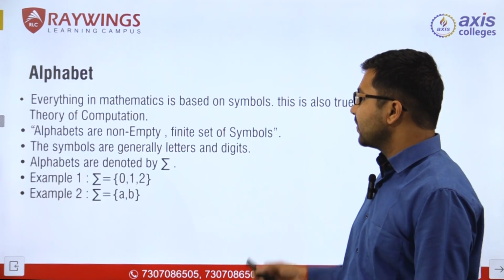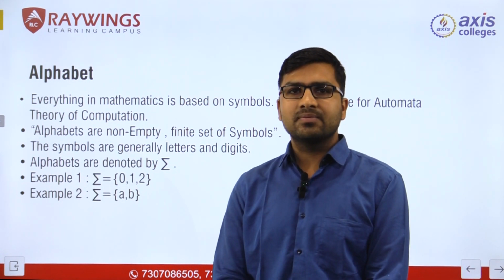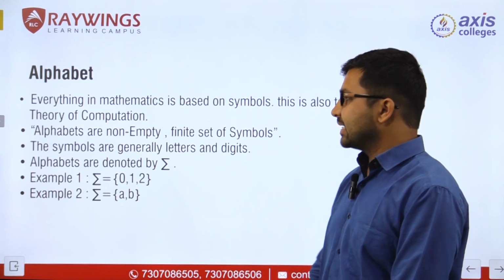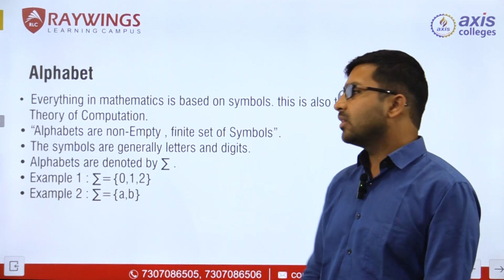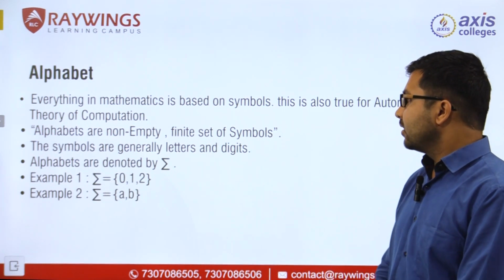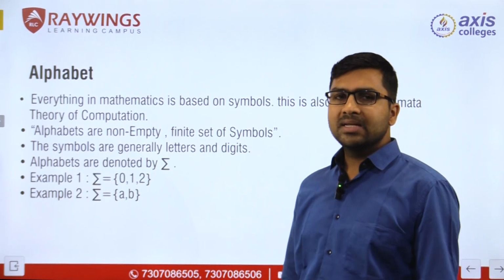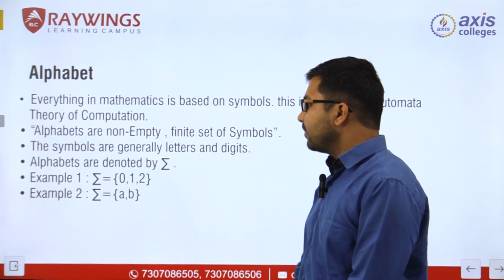So start from the alphabets. Basically alphabets are a non-empty finite set of symbols. Just like mathematics, everything is based on symbols. In the same way, in automata all things are based on symbols. Basically, symbols are letters and digits. The alphabet is denoted by sigma.